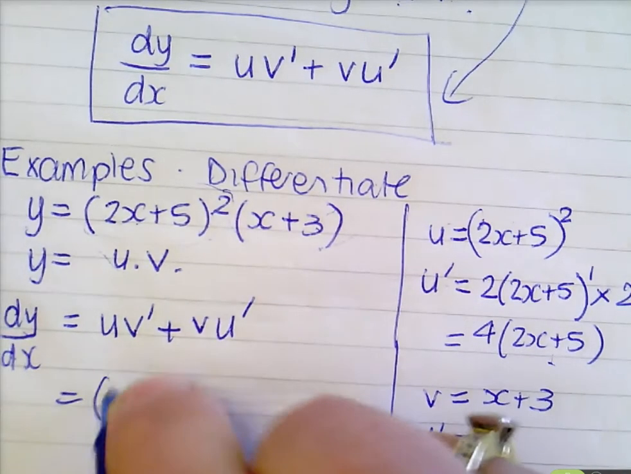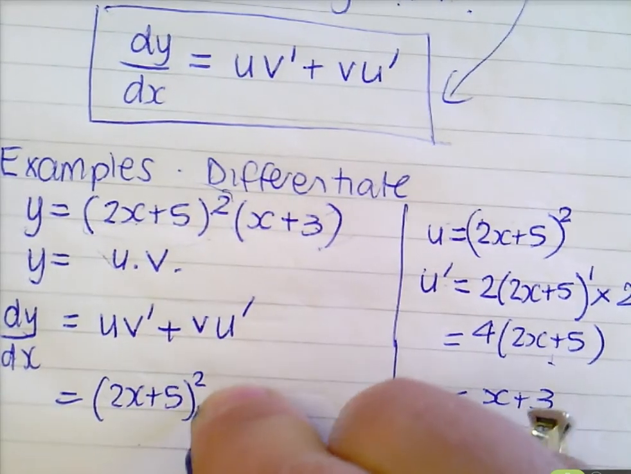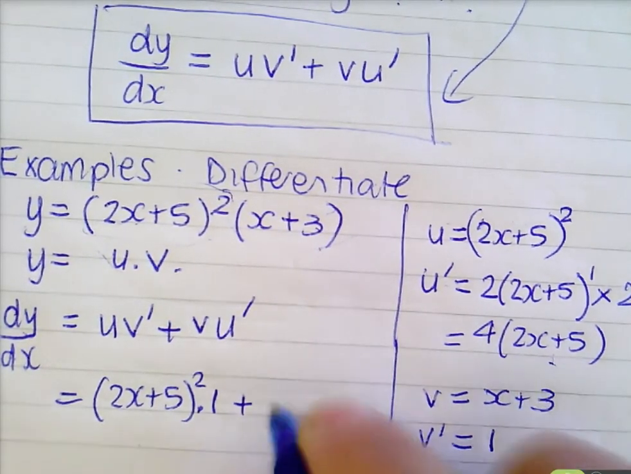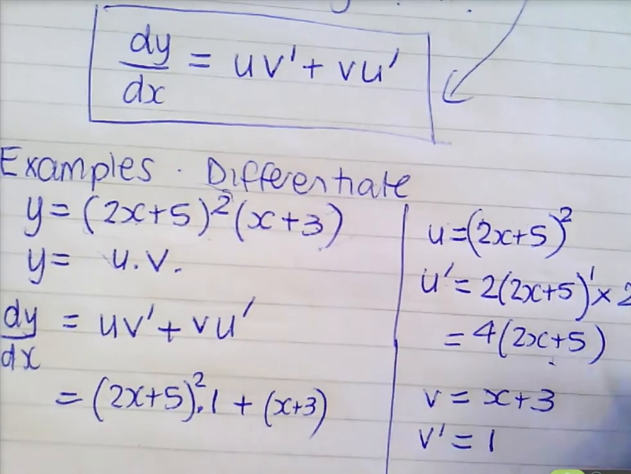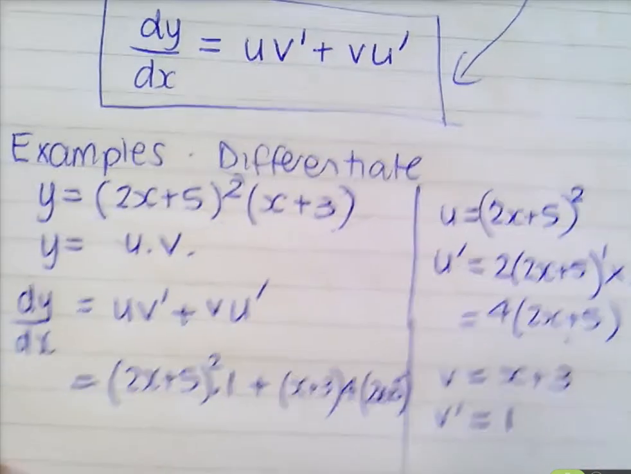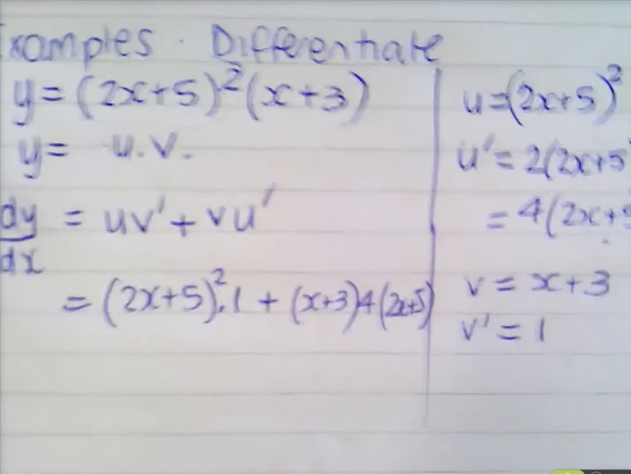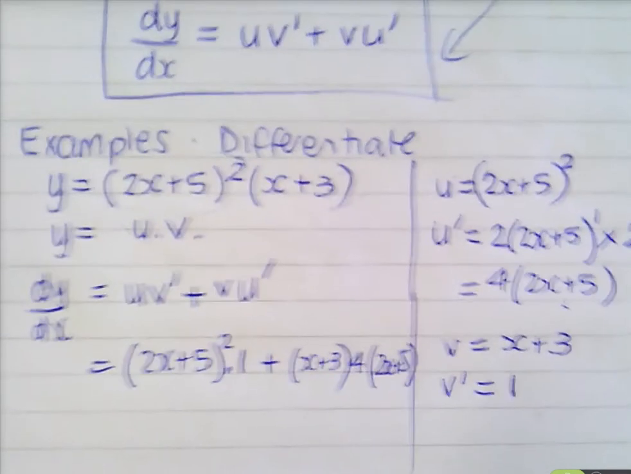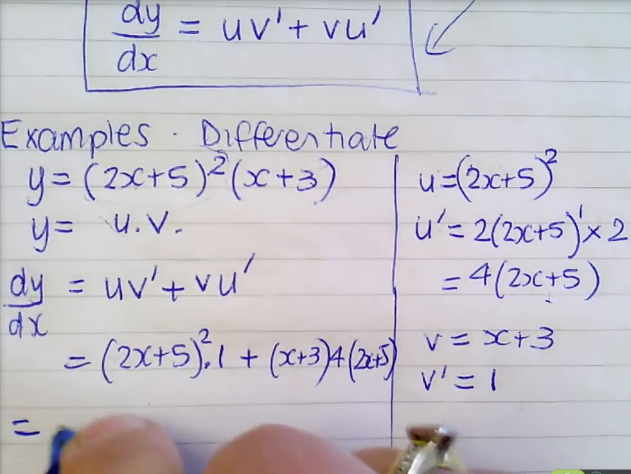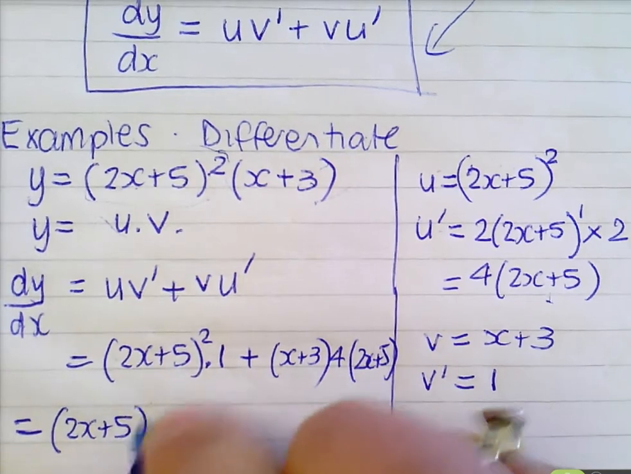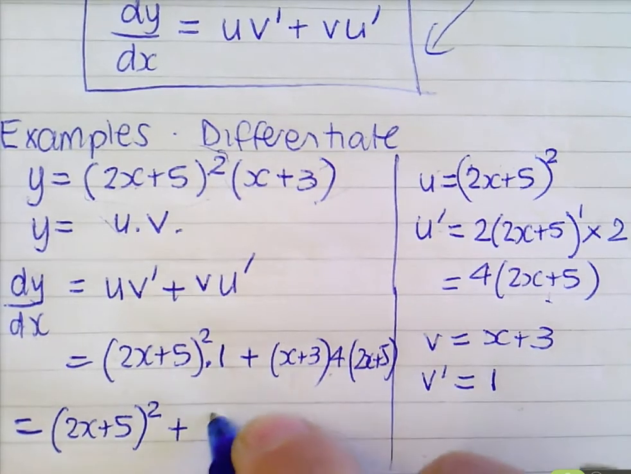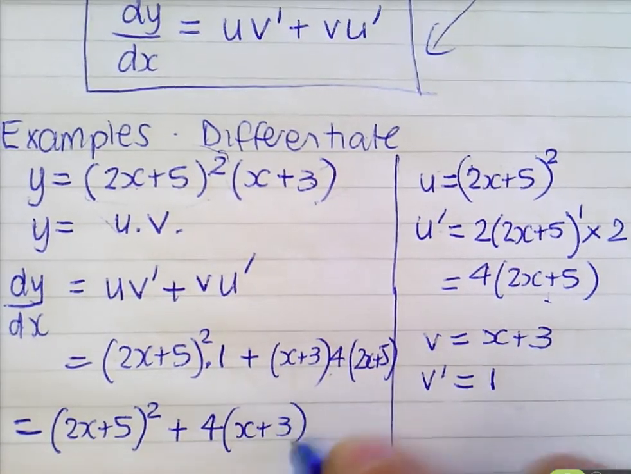What's u? Times v dash is 1 plus what's v? And what's u dash? 4 bracket 2x plus 5. I'm really squashed. Can you see it? I'll make it bigger. Sorry, I'm running out of room. I'll move over here. I'm just going to write that line out again. You don't have to, so that you can see it clearly. Plus, what have I got here? I've got x plus 3 times 4. I'm going to put the 4 first. x plus 3, 2x plus 5.